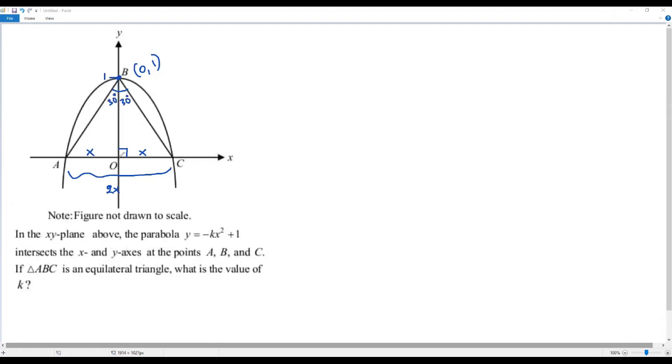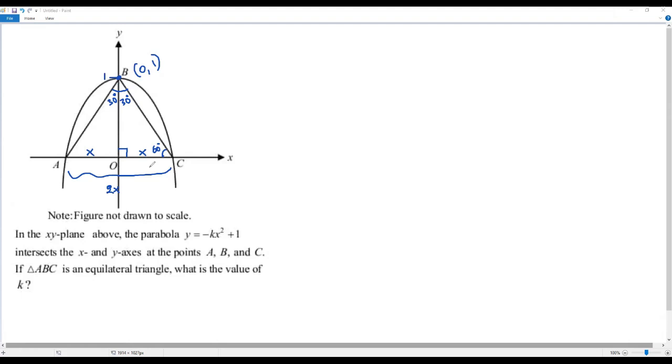Now let's consider the right triangle we have here, OBC. In this right triangle OBC, we have a 90-degree angle here. Here we have 30 degrees, and what should the angle measure be here? It has to be 60 degrees, because in any triangle, the three interior angles add up to 180 degrees. So 30 plus 60 is 90, 90 plus 90 is 180 degrees. And also it is a special right triangle, that is, a 30-60-90 special right triangle.